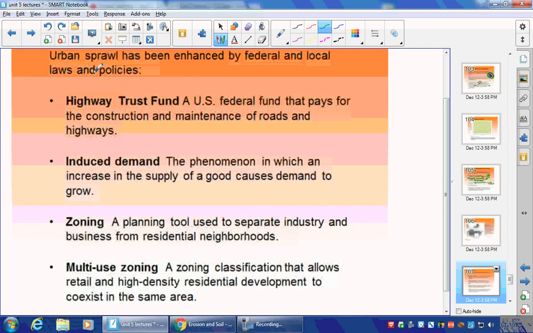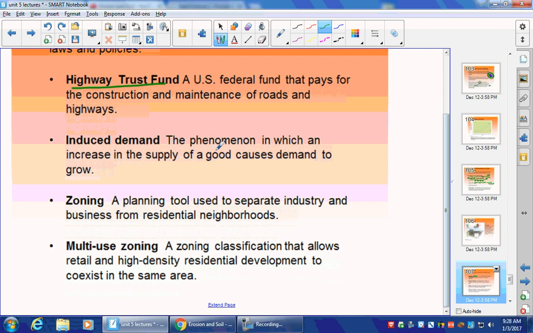Okay, so urban sprawl. Here are some policies that have led to urban sprawl. Okay, highway trust fund. Induced demand. What does that mean? Increasing the supply of a good causes the demand to grow. So if you have a higher supply of nice houses out in the suburbs, then, oh man, that looks good. I want to move out of the city.